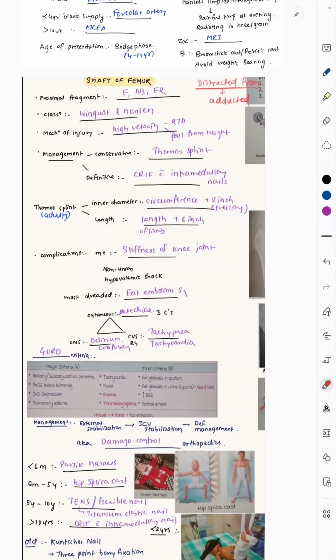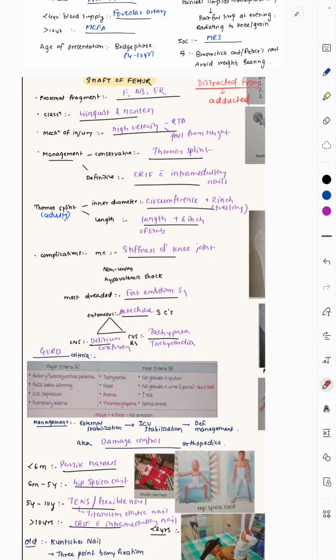Management: conservative management is a Thomas splint, and for definitive management, there is closed reduction and internal fixation with the help of intramedullary nails. For the Thomas splint, the inner diameter is the circumference plus 2 inches, while the length is the total length of the limb plus 6 inches.